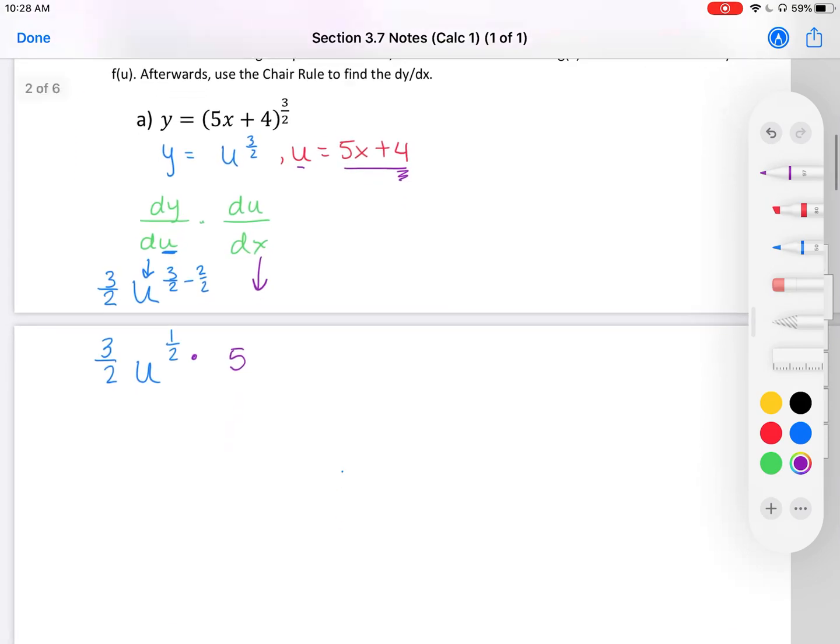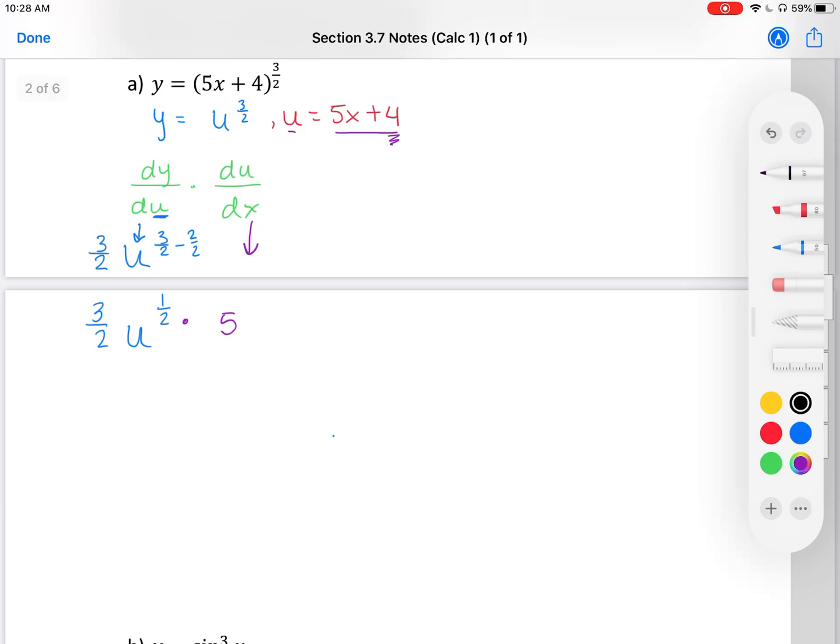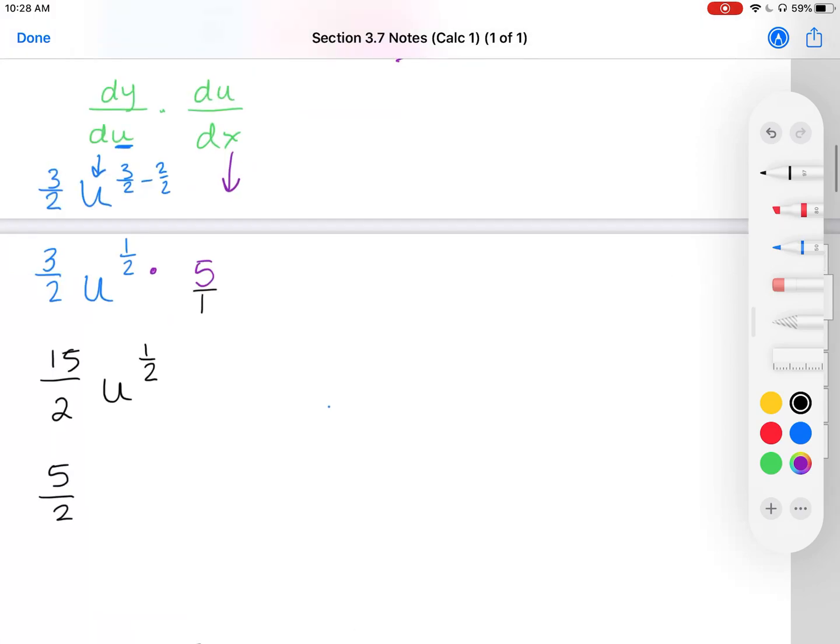Now we multiply. So our answer would be 5 times 3, which is 15 over 2 u to the 1/2. We don't like that exponent of 1/2, so we'll write 15 over 2 square root of u. So we have 15 square root of u over 2.